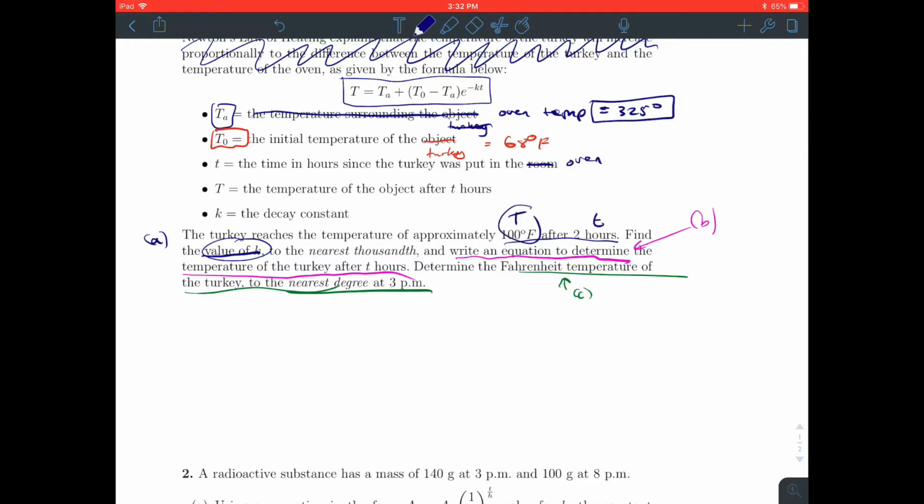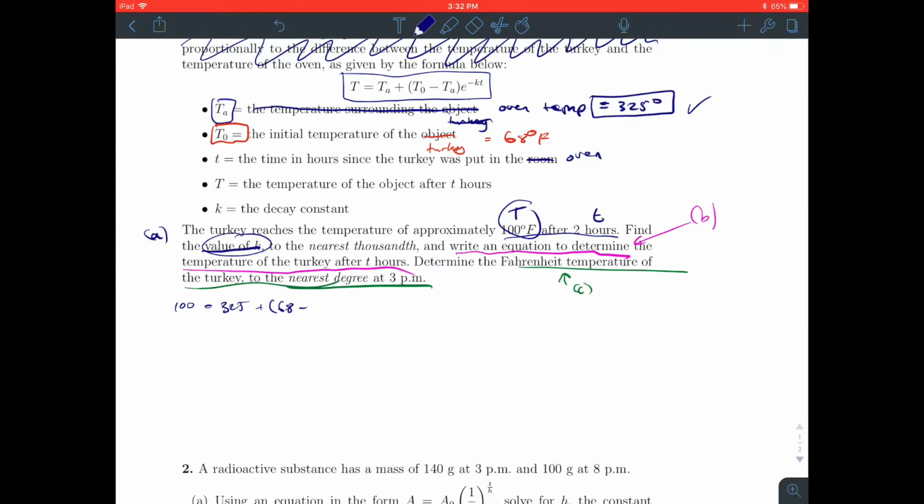Our formula says big T, that's 100 degrees Fahrenheit for this part, is equal to T sub A, that's always 325, we knew that from before, the temperature of the oven, plus T0, the initial temperature of the turkey, minus the oven temperature, 325, times e to the negative k times our t value, which is 2. So I'm starting to get a lot of scratch work over this problem, but now we have an equation that we can just solve, so we don't even have to worry about the words.